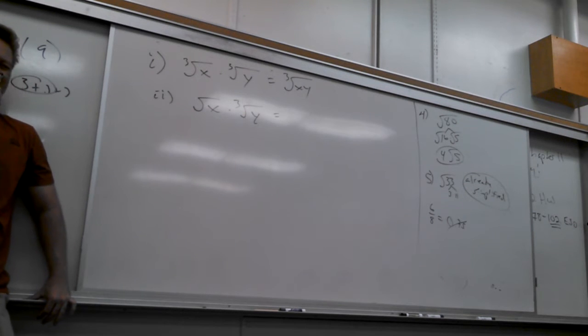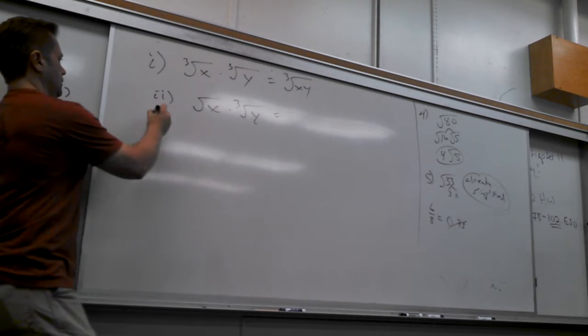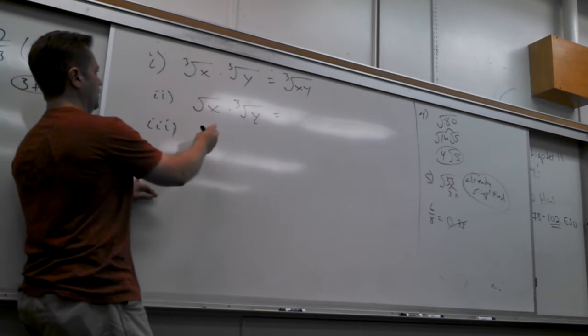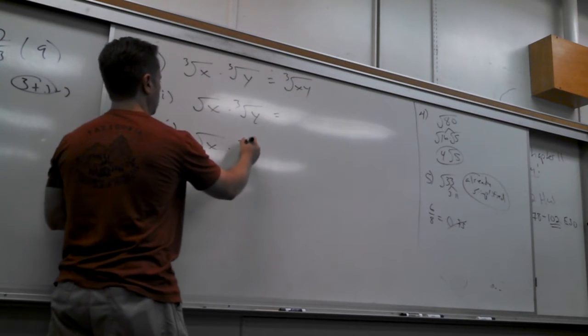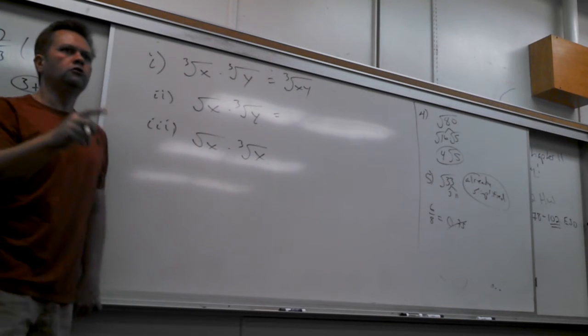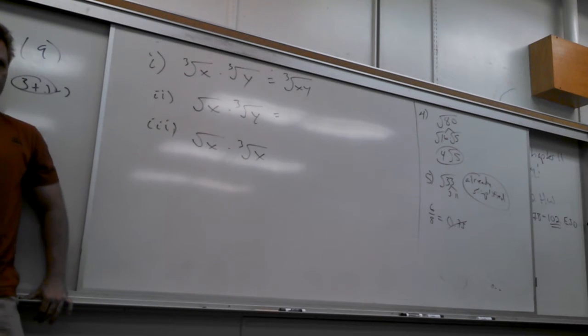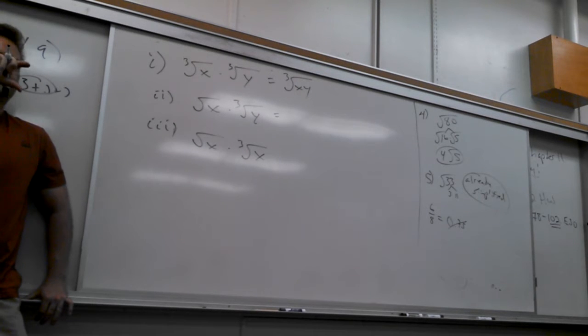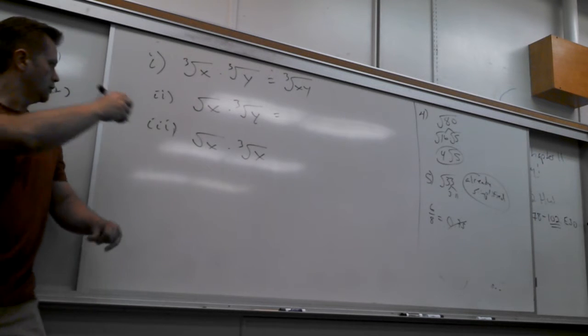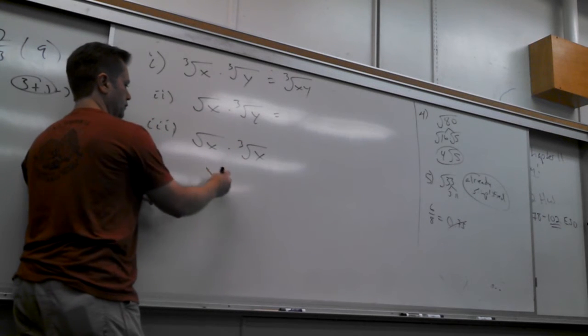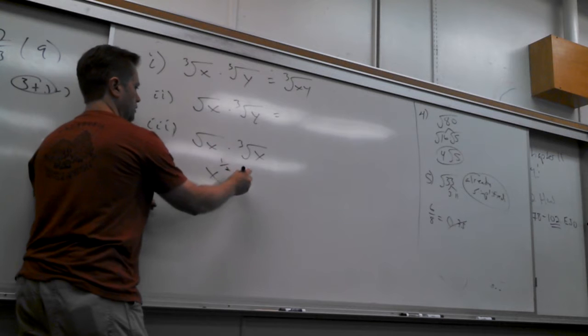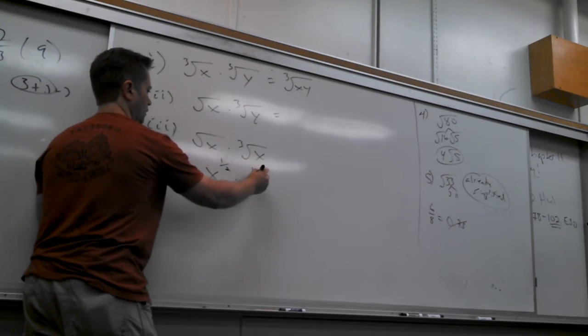But there's always a but, right? If I had the square root of x times the cube root of x, the roots aren't the same, but the bases are the same. So I can actually do something if I rewrite the roots as powers. So what's square root of x? x to the 1/2. And what's cube root of x? x to the 1/3. And then what can I do?